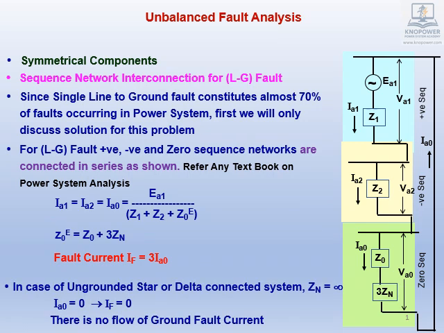In case of ungrounded star or delta connected system, Zn equals infinity. Therefore, Ia1 equals Ia2 equals Ia0 equals 0. Therefore, fault current IF equals 3Ia0 is also 0. There is no ground fault current, an expected outcome for ungrounded system.